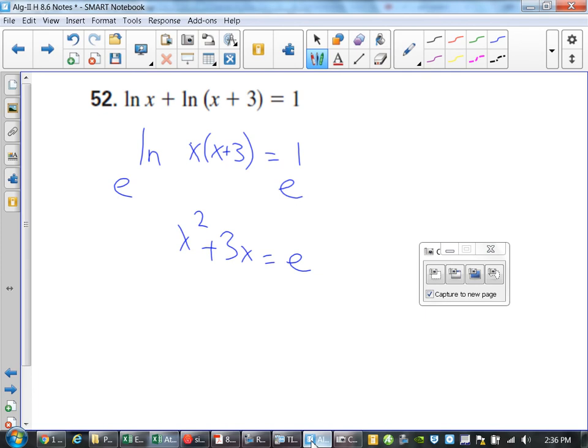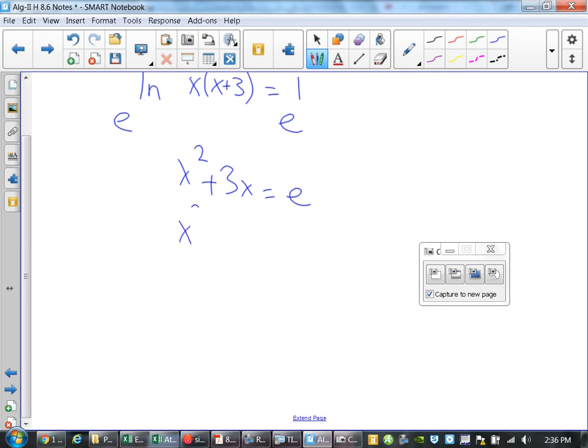If I set it equal to 0, isn't E some number? Yeah. I don't know what times what is negative E that adds to positive 3, but I could probably use the quadratic formula, couldn't I? Let's just leave it as that.